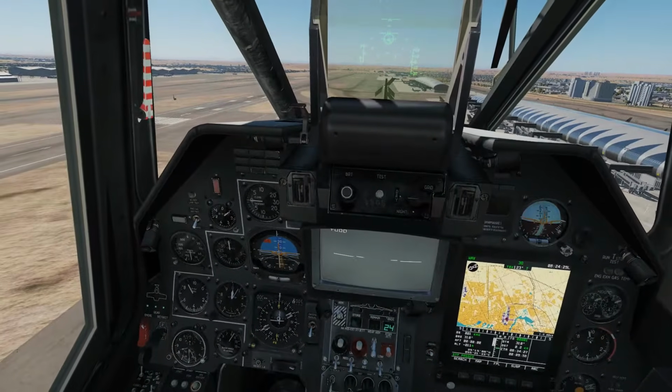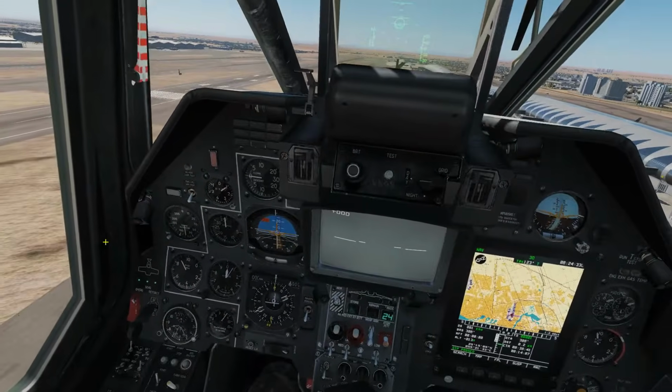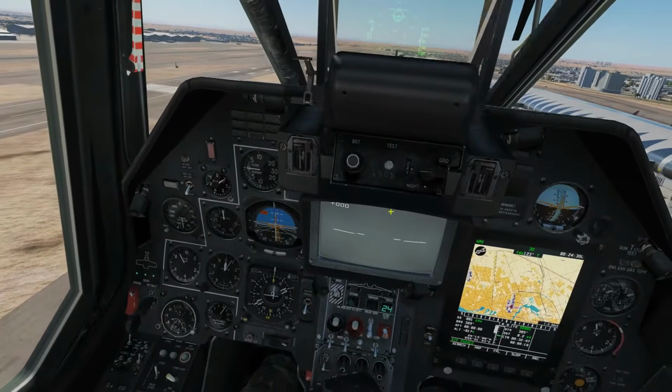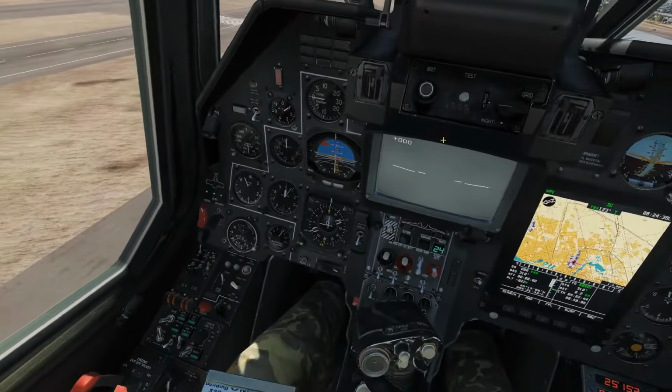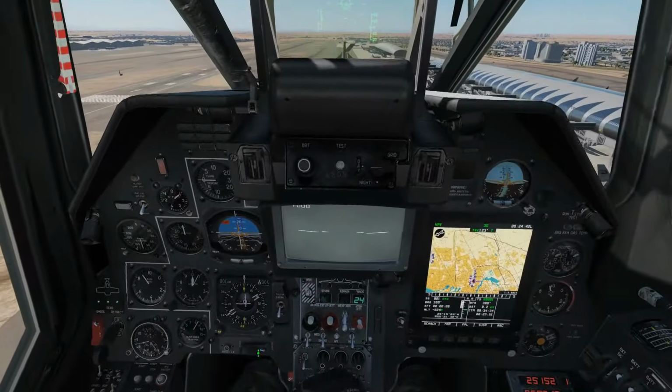Now we're not going to be deploying weapons now, we're just going to look at finding targets, tracking targets. It's going to be displayed to us in the Shkval screen here. The first thing I'm going to say is if you haven't got your screen on for some reason, it's going to be this switch here, so ensure that's on in your cold start procedure.